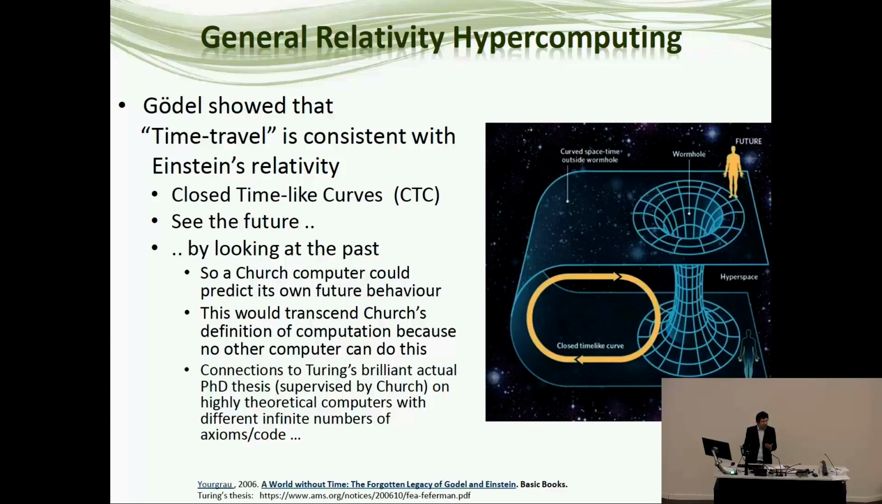Most uncomputable problems are to do with predicting your own behavior. You give a computer a model of itself. You say, what would this BBC Micro do if this happened? And you give that problem to a BBC Micro, and it can't solve it because it's predicting its own behavior.